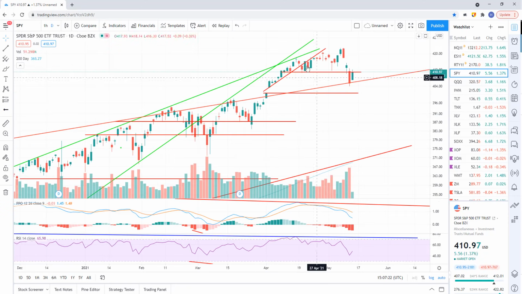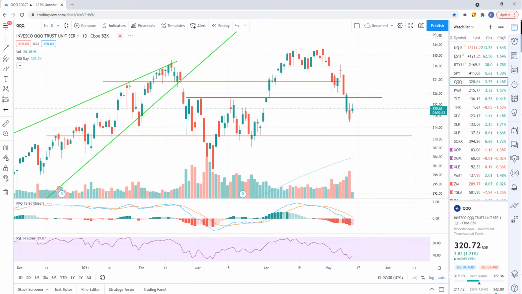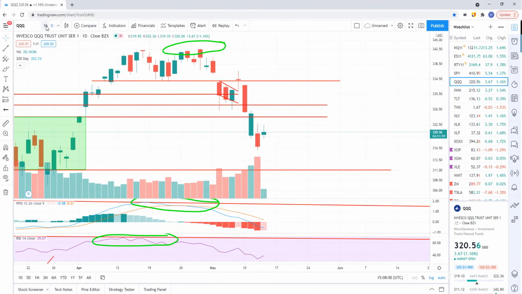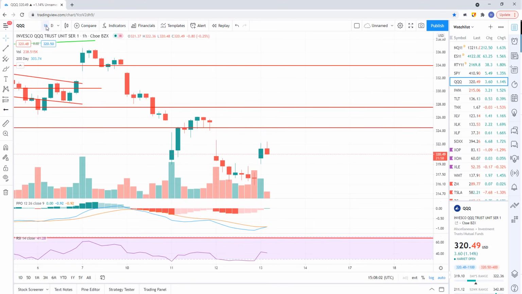So we might have just seen a blow off top. We'll see how things continue to trade out. But again, I am looking for 400 on the SPY. Okay, looking at the Qs. Let's go to the hourly, since we're in a period of high volatility.